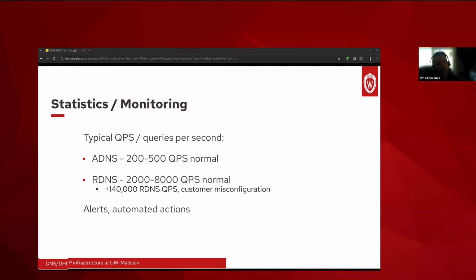Number-wise, authoritative DNS sees 200 to 500 queries per second on a normal day. Recursive DNS sees 2,000 to 8,000 queries per second on a normal day. We have seen in excess of 140,000 queries per second for hours on end as a result of one random department's misconfiguration. That being said, we're pretty well provisioned with the hardware that serves up recursive DNS. This was not a service impacting thing for us.